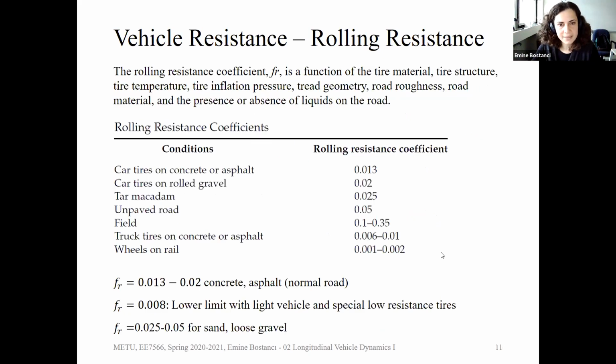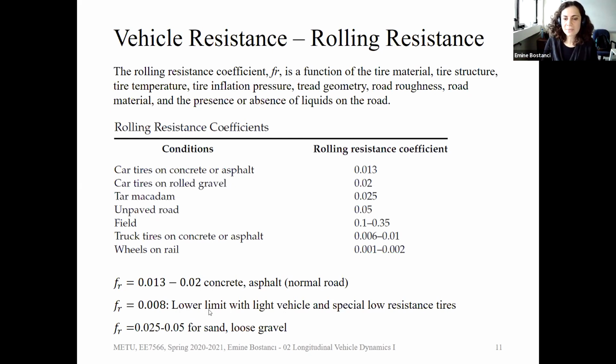So this FR has different values, and as I said, it will change depending on tire material, structure, temperature, pressure, tread geometry, how the surface is formed, the road and the road material, if there's a liquid on the road or if there's ice on the road. It will change with many things, but in this course, we are just going to use some constants to define this rolling coefficient. Some values are given here.